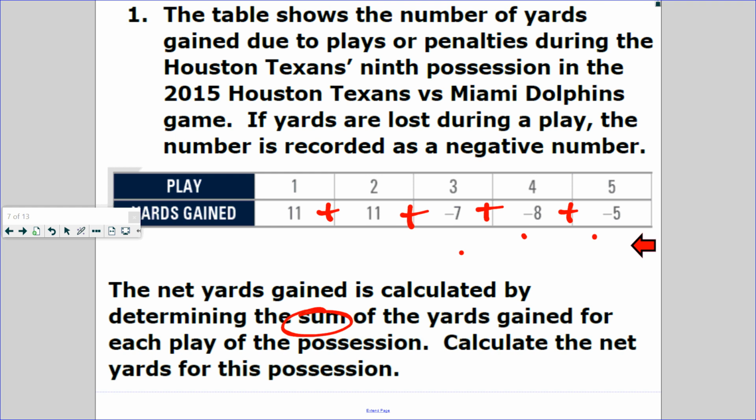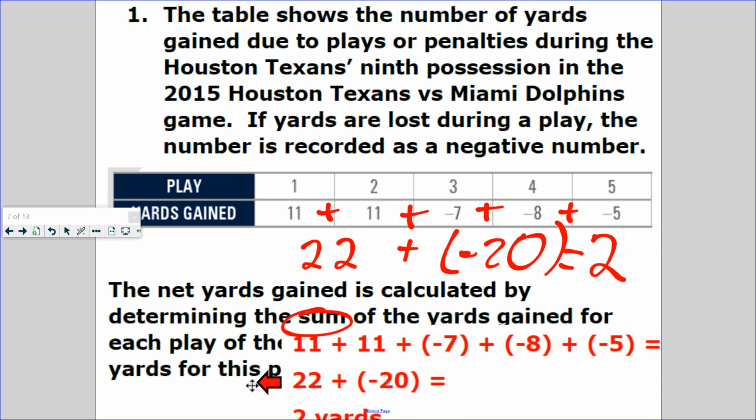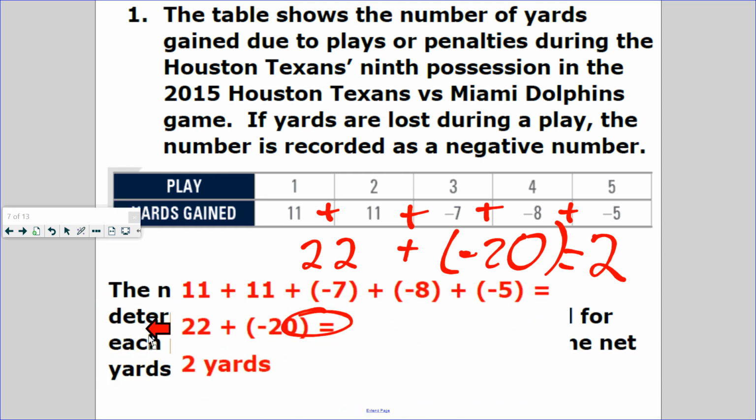11 plus 11 is 22 plus 7 negatives plus 8 negatives plus 5 more negatives. That's a lot of negatives. If I drew 7 negatives, 8 negatives, 5 negatives, that'd be 7 plus 8 is 15 plus 5. That's 20 negatives. Do I have more positive or more negatives? More positive. So I believe the answer is going to be 2. And yes, I got it. 2.